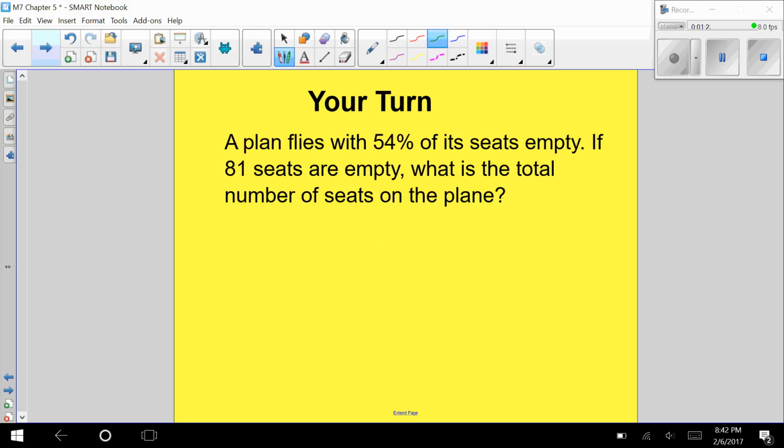Your turn. A plane flies with 54% of its seats empty. If 81 seats are empty, what is the total number of seats on the plane? Try this on your own.